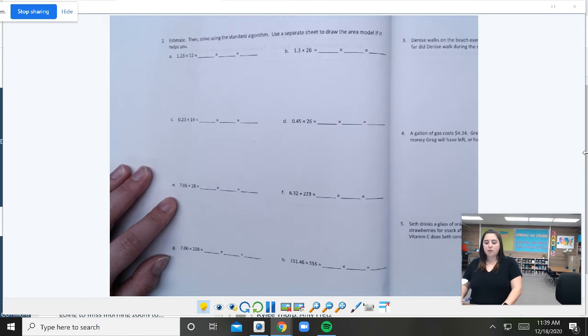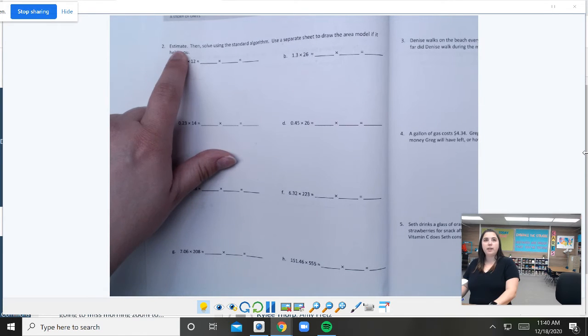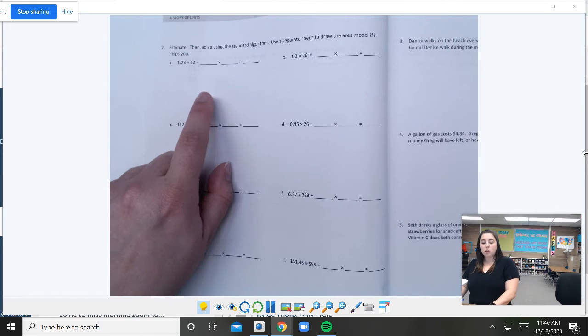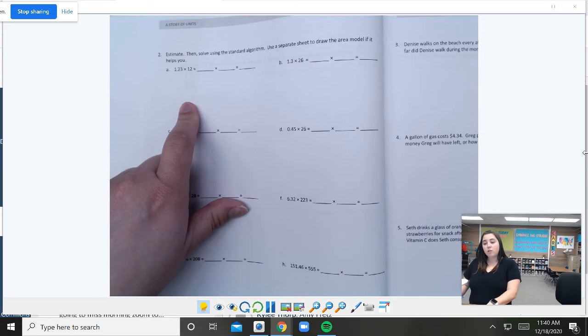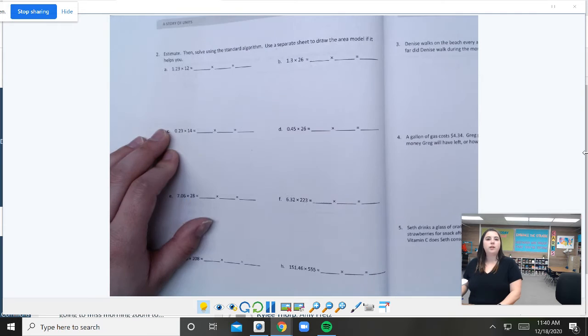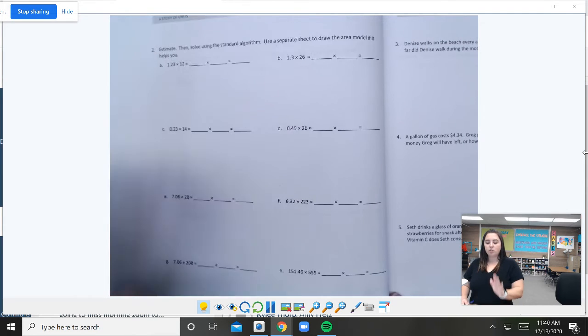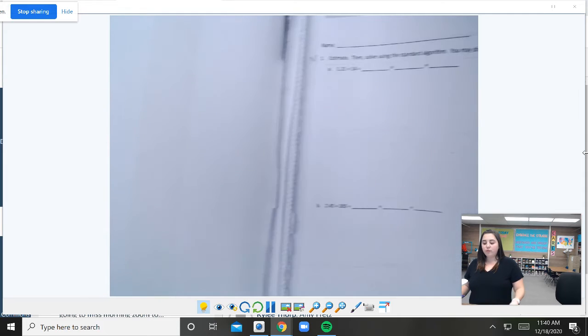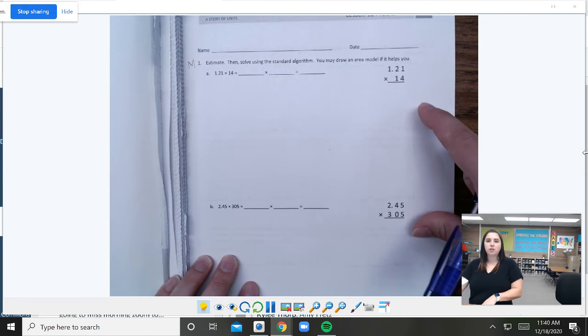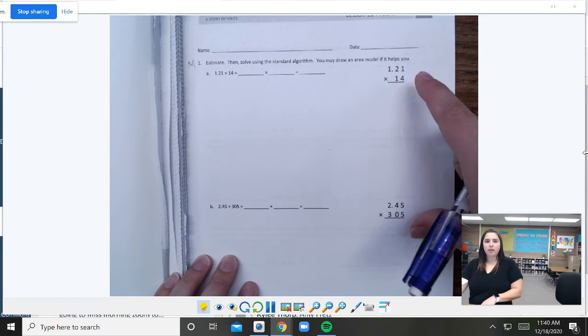So these problems here, you're doing that same thing. You're estimating. That's what the lines are for. And then you're solving using the standard algorithm. This isn't enough room for me to solve, so you could always do it on a whiteboard and maybe copy your work down here once you're done. So again, 10 minutes, that's it. I want you to work. But if you don't finish these two problems in 10 minutes, I still want you to finish them. This is the minimum you're doing.